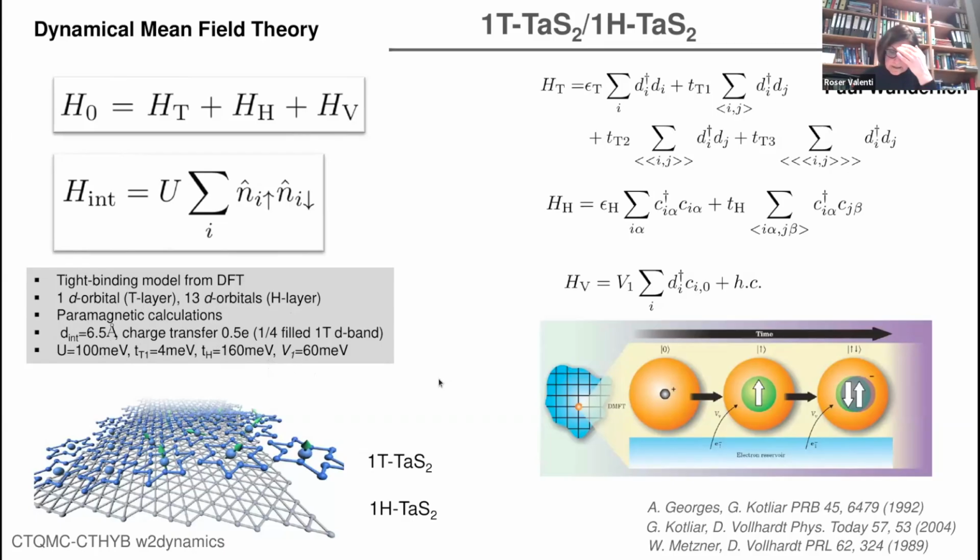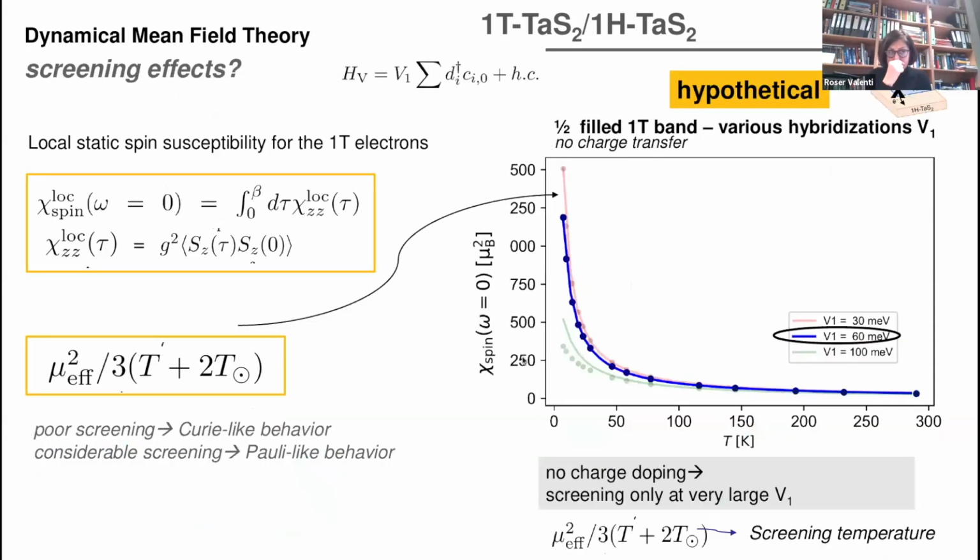And now, as Song Sook has already given a nice summary of the DMFT, this is what we are doing. Here we are applying DMFT to this Hamiltonian, where the correlated orbital is this d orbital in the T layer, and we are using B2 dynamics. So the question that we want to answer here is, in fact, screening effects: what is causing screening effects, and where does that come from?